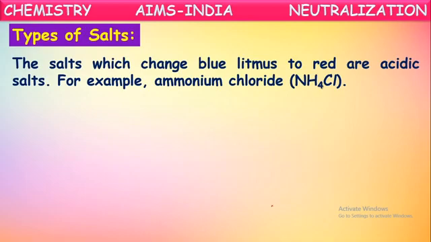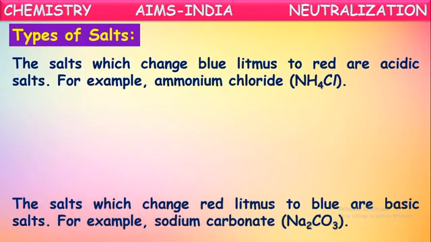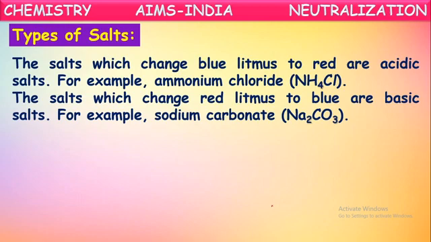For example, ammonium chloride is one of the acidic salts. Even though it is a salt, it shows some acidic character. Why is it so? This is because of the acid and base reacted to form this salt. The salts which turn blue litmus paper into red are called acidic salts. Example, ammonium chloride.